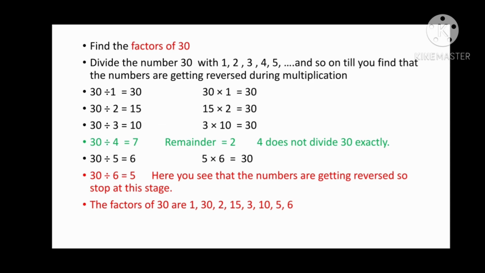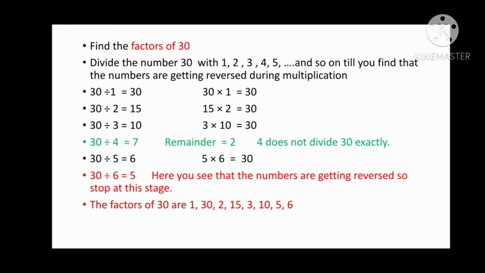30 divided by 1 is 30. That means 30 multiplied by 1 is 30. So 30 divided by 2 is 15. That means 15 multiplied by 2 is 30. 30 divided by 3 is 10. That means 3 multiplied by 10 is 30. 30 divided by 5 is 6. That means 6 multiplied by 5 is 30.